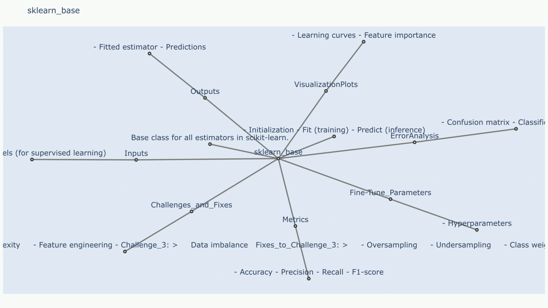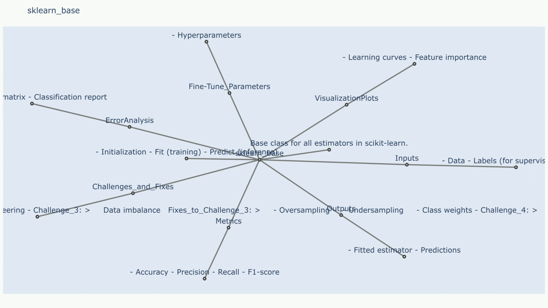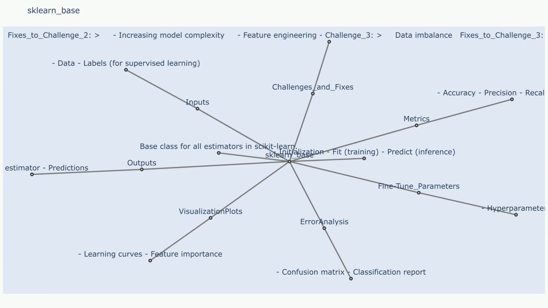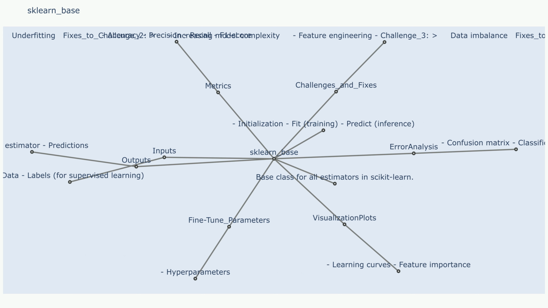Explain in detail. By inheriting from these base classes, developers can create custom estimators, transformers, or classifiers while adhering to scikit-learn's conventions. This facilitates model integration, reusability, and interoperability within the scikit-learn ecosystem.